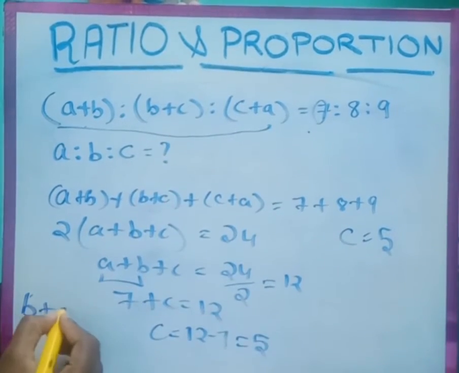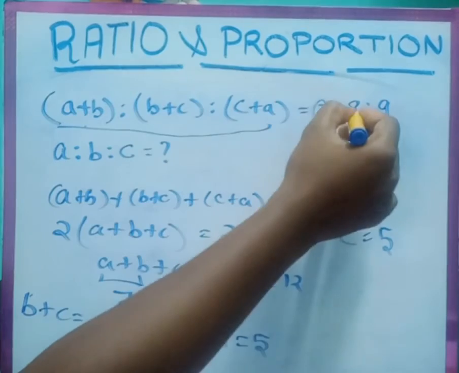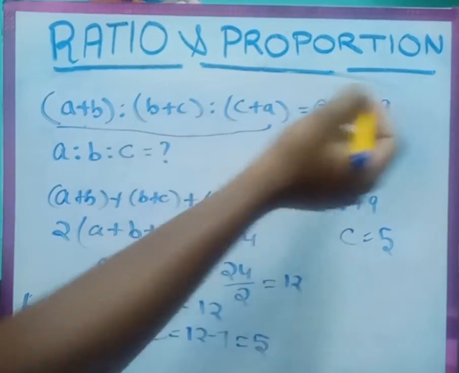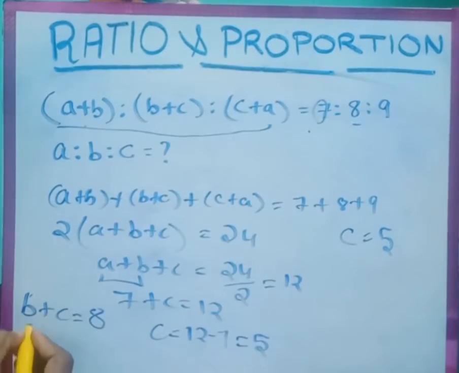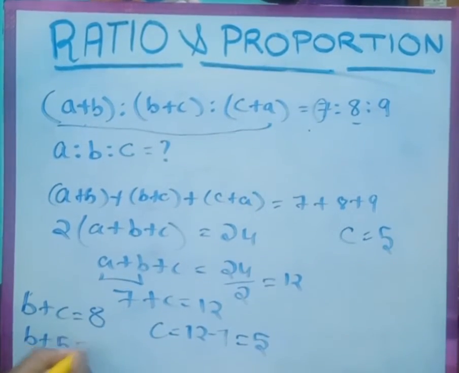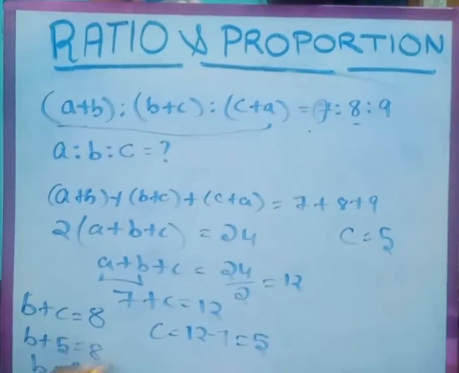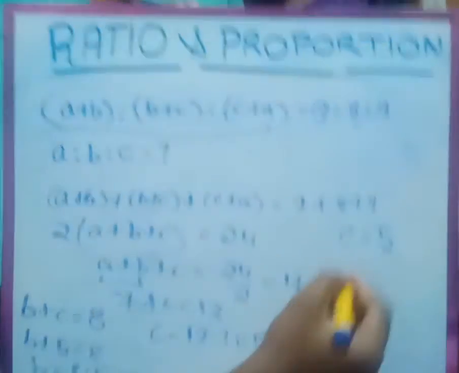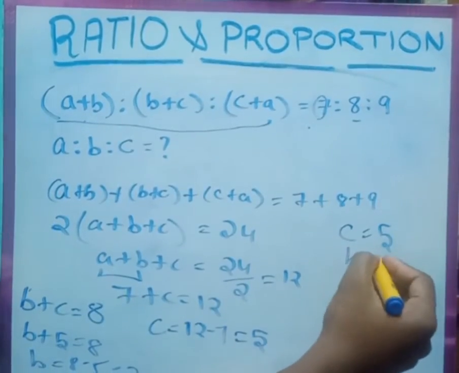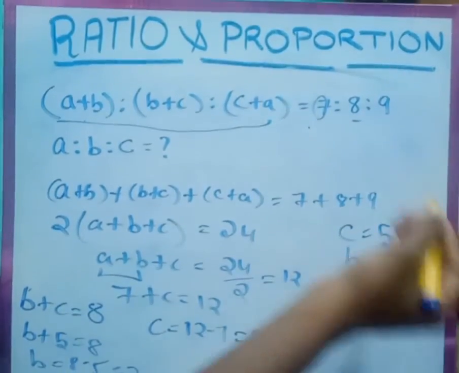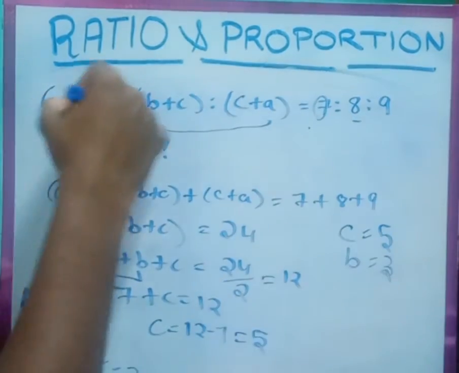b plus c is 8 here, right? The respective value of b plus c is 8. So here we got the value of c, so b plus 5 is equal to 8, right? So b is equal to 8 minus 5, that is nothing but 3. So we got the value of b is 3.